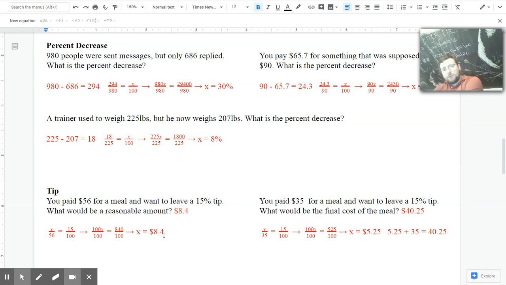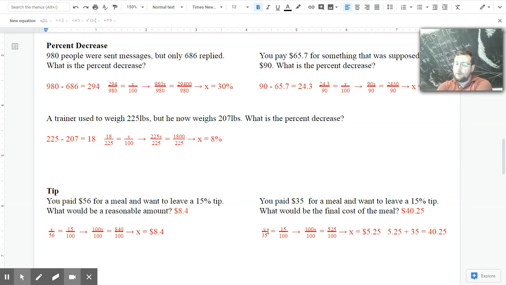Which brings us to the next problem where you actually had to add to the total because they want the final cost or the new cost. So how would you do that? The way to do that is, again, set up an is-of problem, 100 on the bottom, 15% is, again, the percentage used. 35 is the original price.